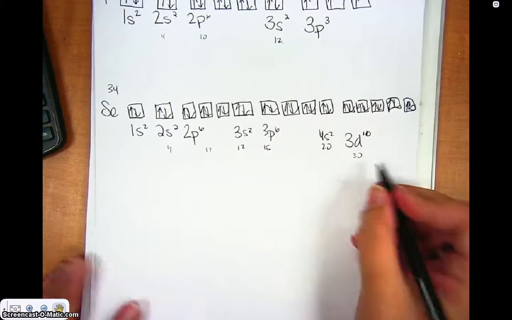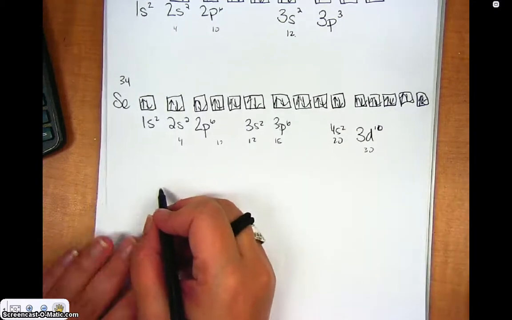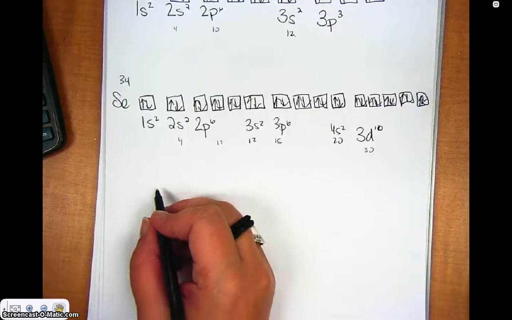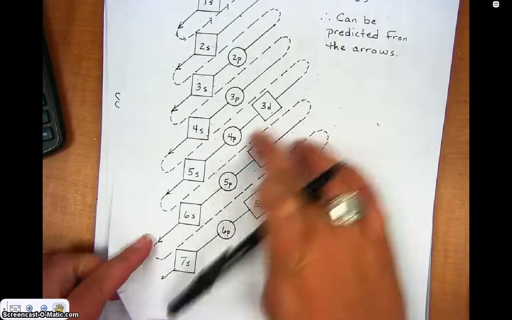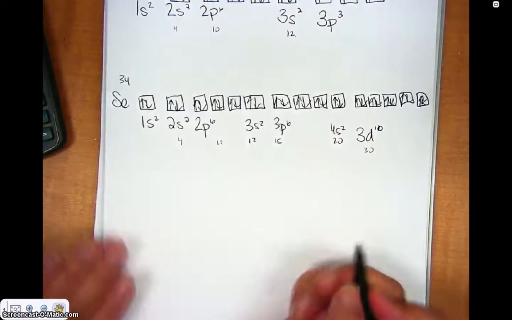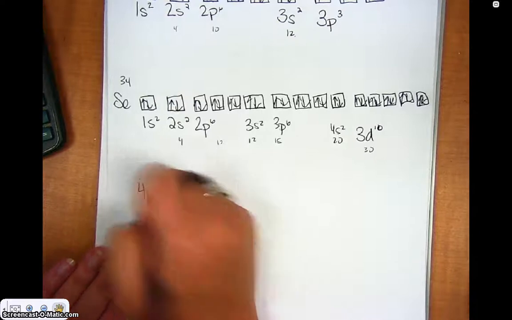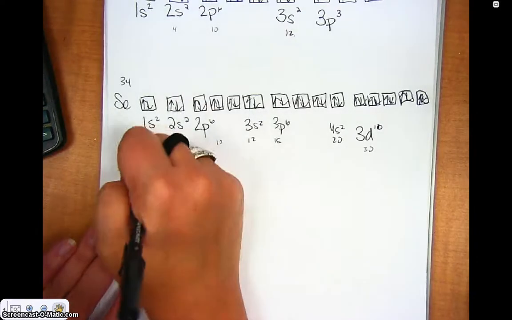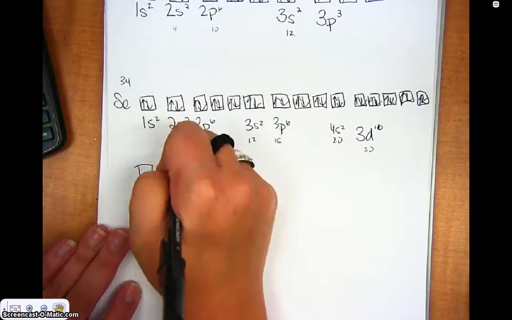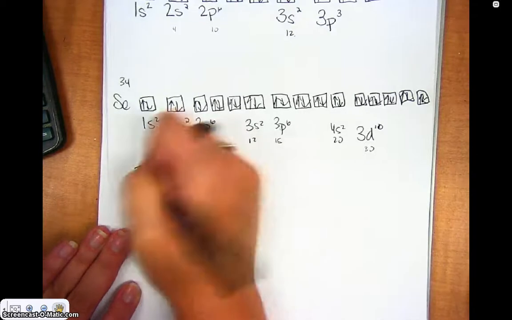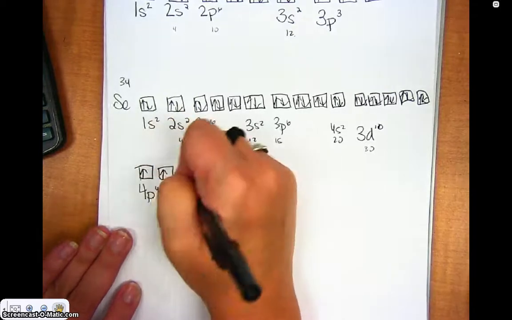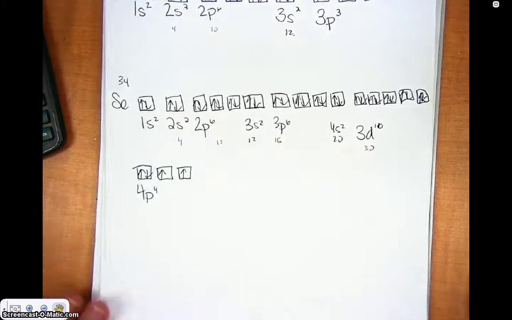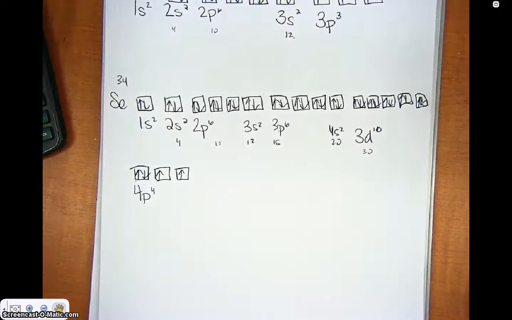And then I have 4 left to do, and I'll just draw it down here because I'm running out of room over there. And so after 3d comes the 4p. So I'm going to have 4p, and I only have 4 left, right, to get to my 34. p has 3 boxes. So I'm going to do 1, 2, 3, 4. And that is the orbital diagram for selenium.